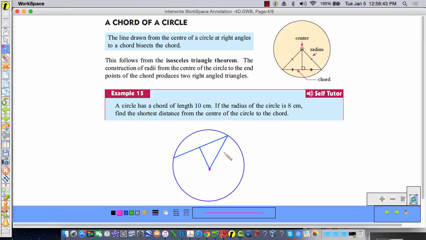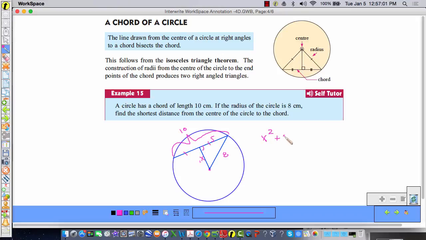So I know this is 8. If I've drawn it perpendicular, I'm going to put a right angle here. It has bisected this chord, and I was told that this entire length is 10. So I know that this is 5, and I'm looking for x. Lo and behold, I've got another right triangle.